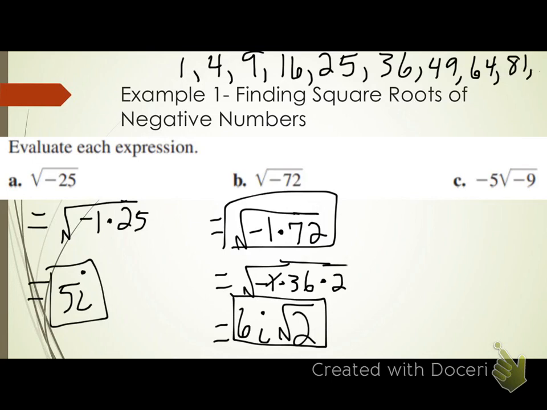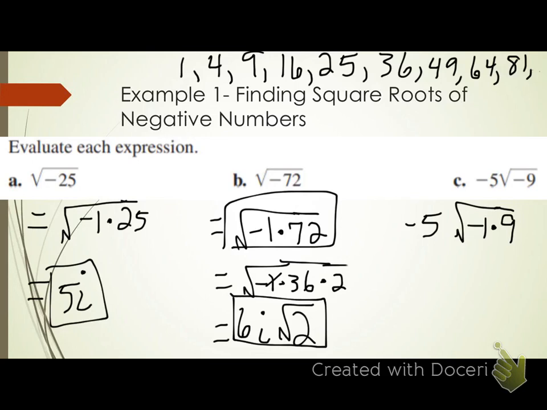-5 times the square root of -9. I got a -5 outside. Do you think that's going to go away at all? No. It's going to come along for the ride. What would I break up -9 into? Well, first off, is 9 a perfect square? Yes, it is. So what can I just break this up into? -1 times 9. If it's a perfect square, I don't have to do the factor tree. So I can take the square root of it.